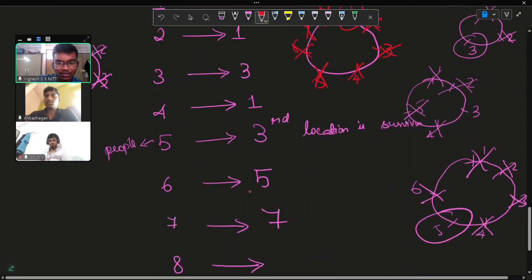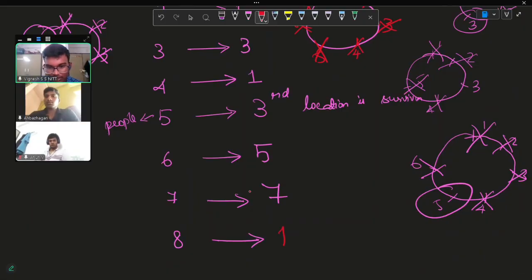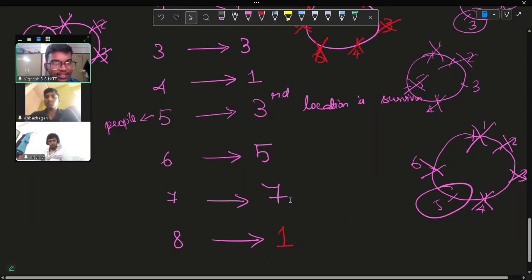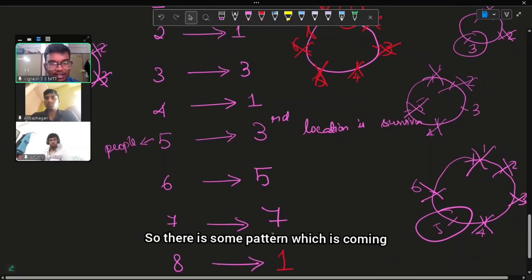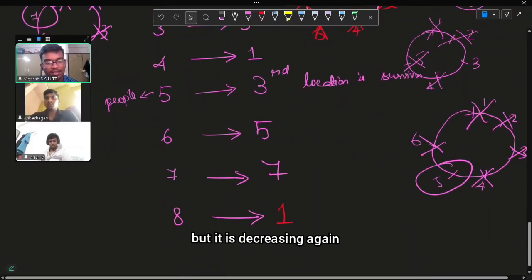If you see now, it has turned back to 1. Previously you can see that the series is increasing: 1, 3, 5, 7. But suddenly at 8, it got back to 1. So there is some pattern which is coming. The series is increasing, but then it is decreasing again. You can't know the pattern yet.